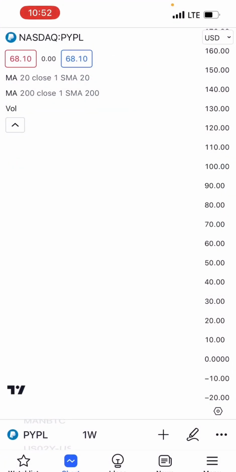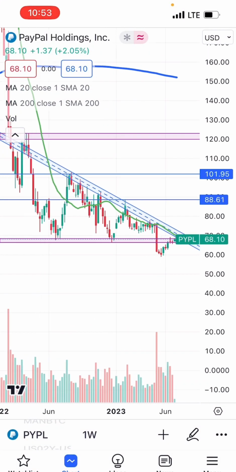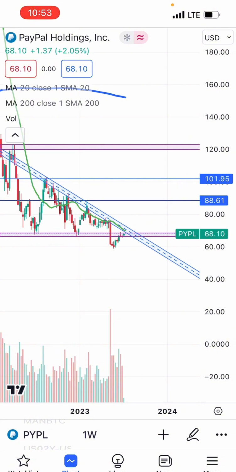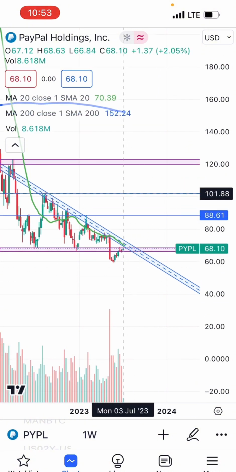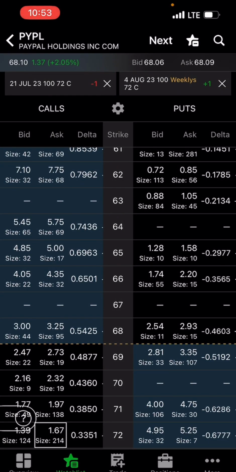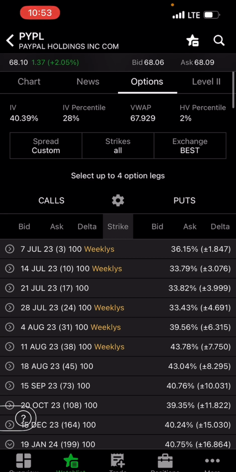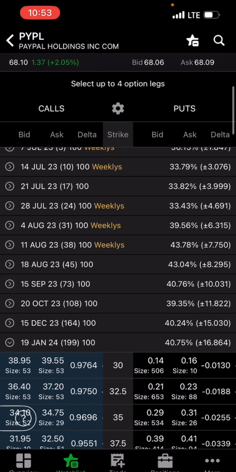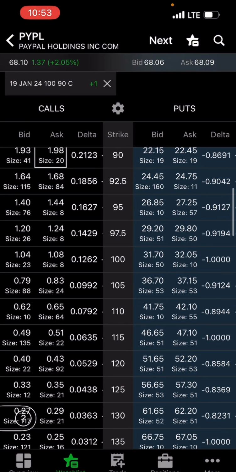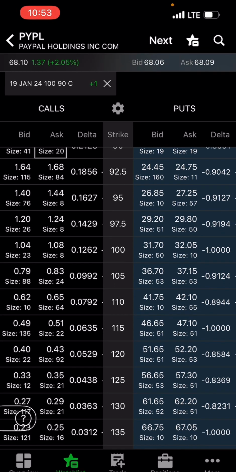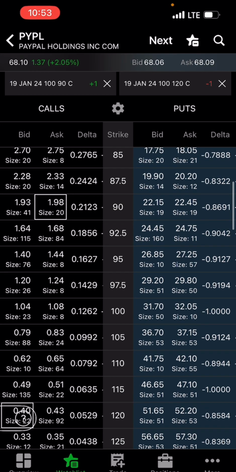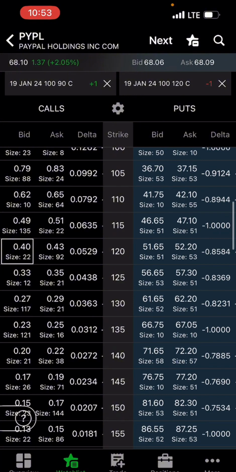Now, the other scenario I'm looking at, I'll give you guys a longer-term setup, and that's a longer-term butterfly spread. Because I think by the end of the year, we hit at least 100. And I wouldn't be surprised if we hit 120. So what I'm going to do, and I don't do long-term butterflies very often, but if I do, I make them significantly wide. For this one, I'm going to do a 30 wide butterfly.